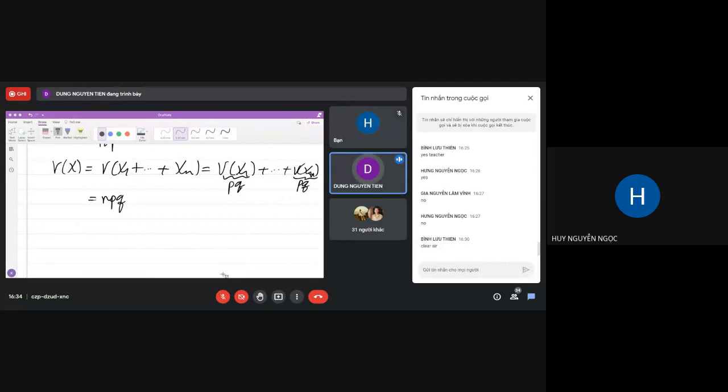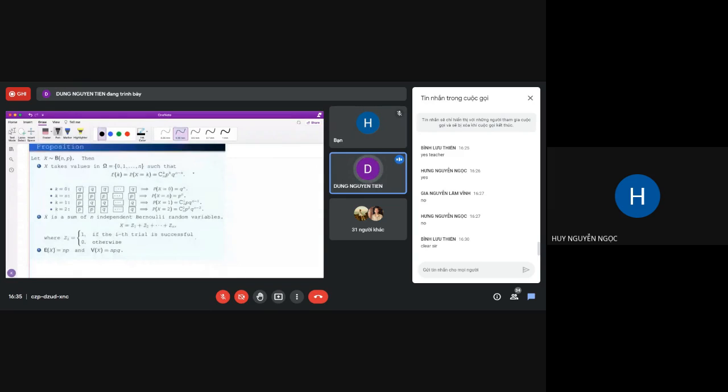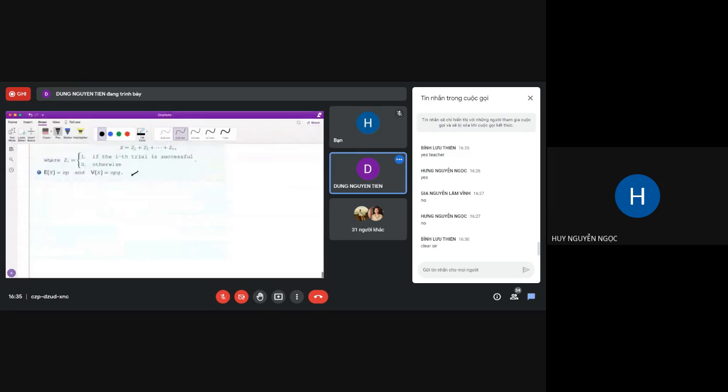So we come up with the following proposition. Is that clear, everybody? So you come up with the binomial probability function, the mean value and the variance. Okay. Let's consider the following example. Then you will learn how to apply the formula in practice.